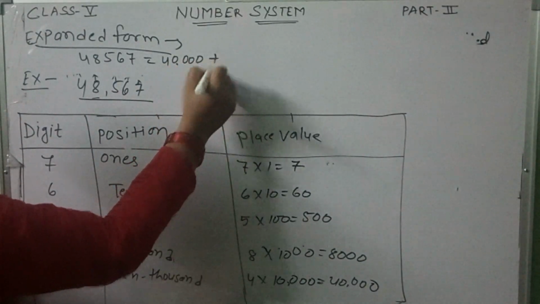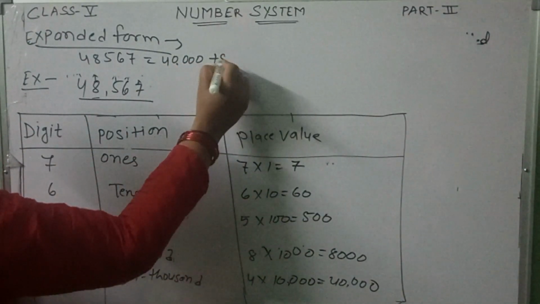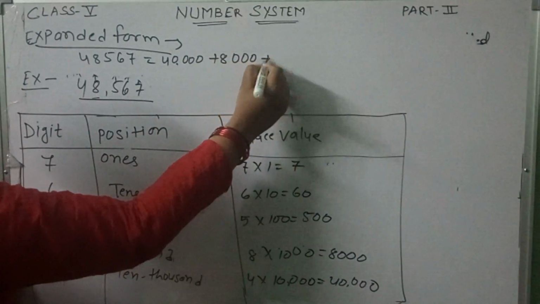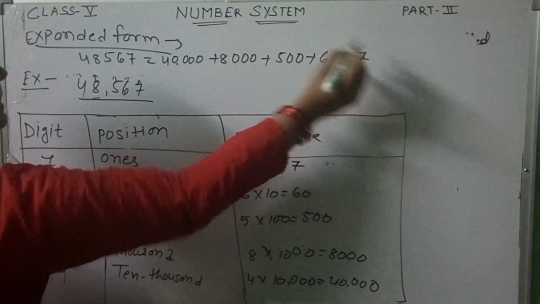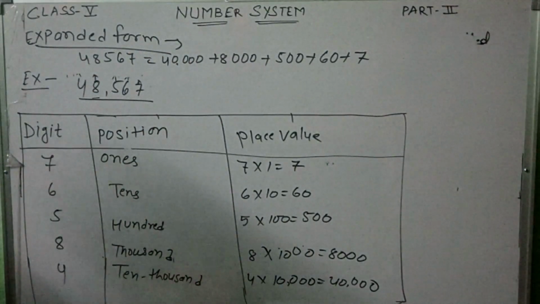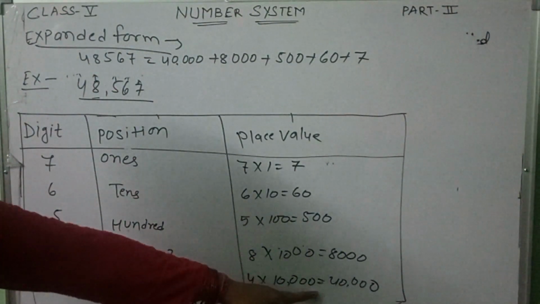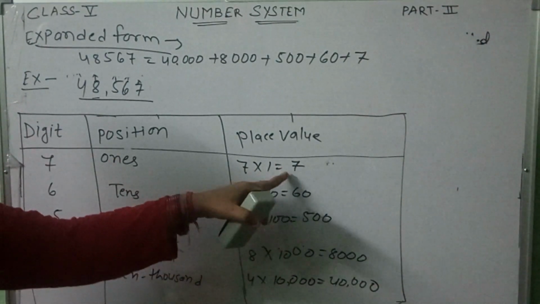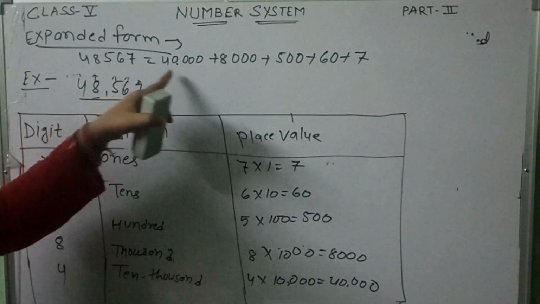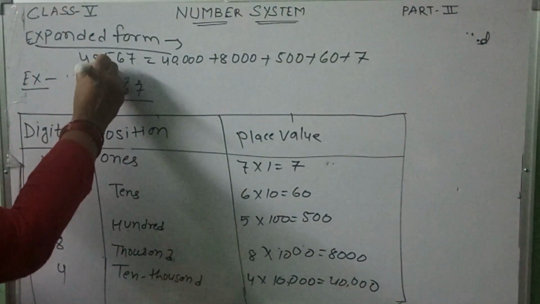40,000 plus 8,000 plus 500 plus 60 plus 7. Okay. We will write this number first, then this number, then this number, and then this number, then this number. That is the expanded form of 48,567.